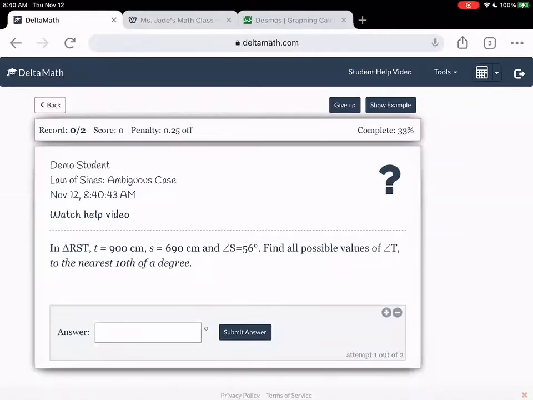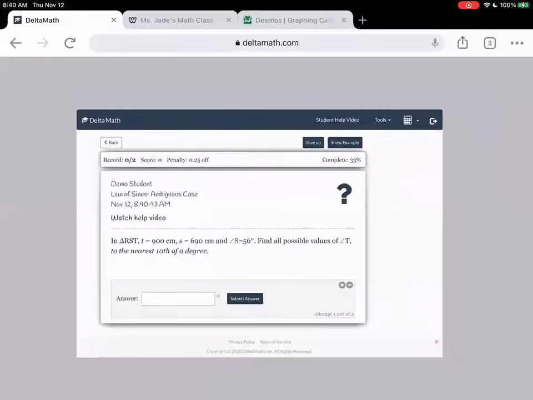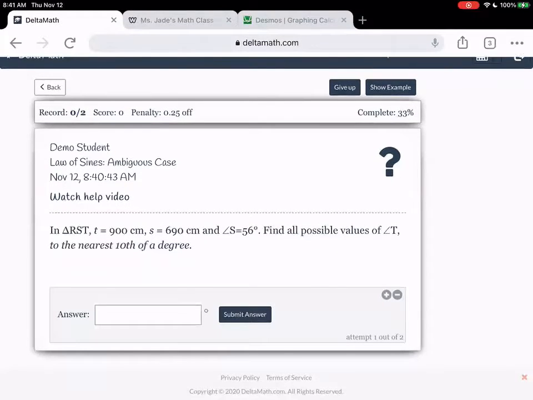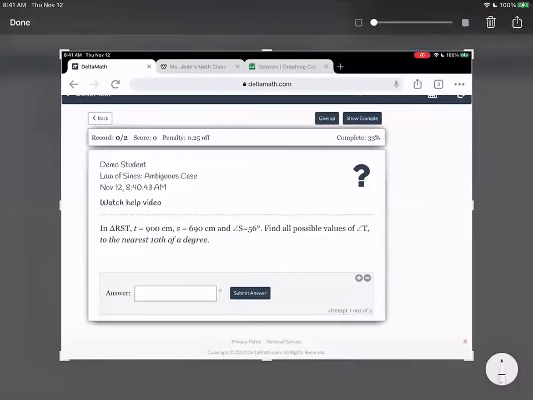So last section, just so you know, there's only 2 problems necessary for it. It's the law of sines ambiguous case, okay? So you're going to see what that means in just a moment. In this case, you could possibly have 2 answers, or you can have 1. You just have to check. That's why it's ambiguous. So taking a picture of that, let's draw out our triangle.